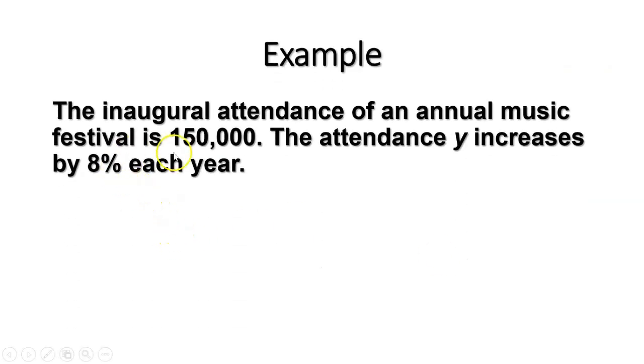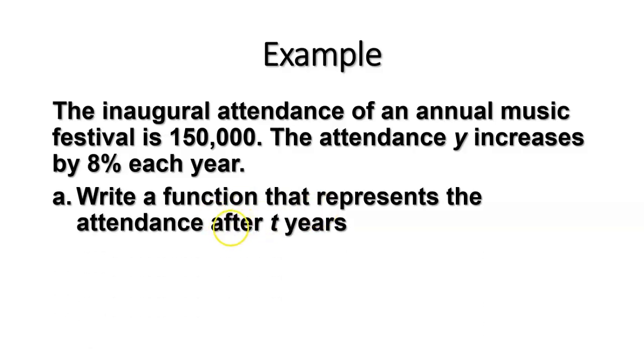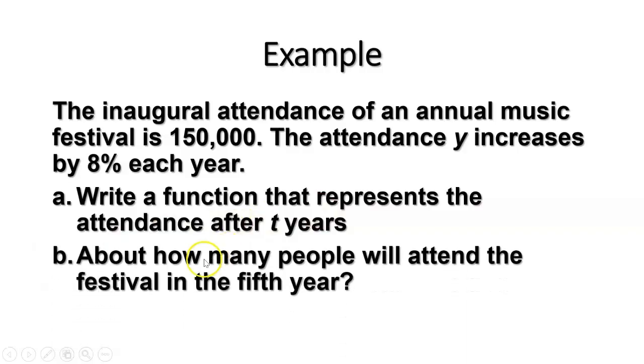Now let's look at this example. The inaugural attendance of an annual music festival is 150,000. The attendance y increases by 8% each year. A: Write a function that represents the attendance after t years. B: About how many people will attend the festival in the 5th year? I hope you have your pen. Let's work this out together.